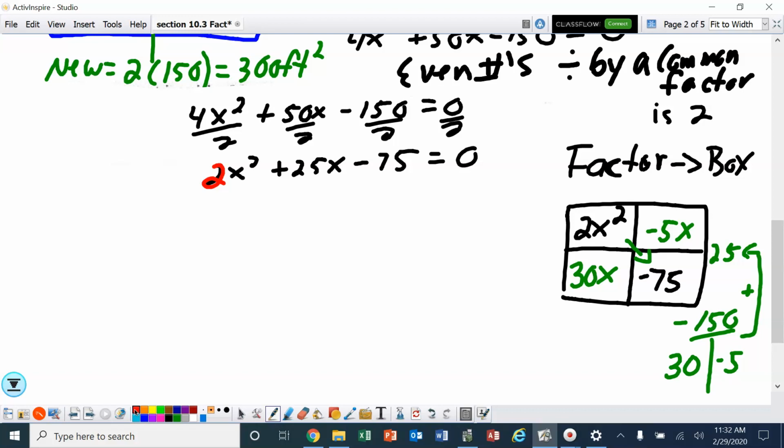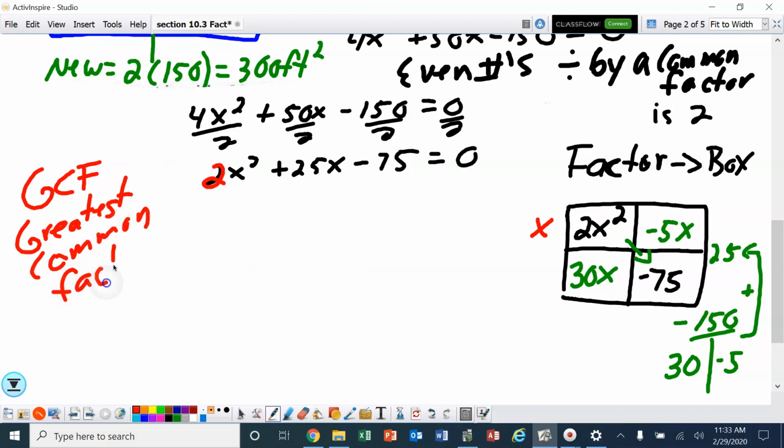All right, so now I'm going to pull out the GCF. The GCF of the top is just x. Remember, GCF stands for greatest common factor. So the top two have x in common. The bottom has 30 and negative 75. They share 15, positive 15. So one of my factors is x plus 15.